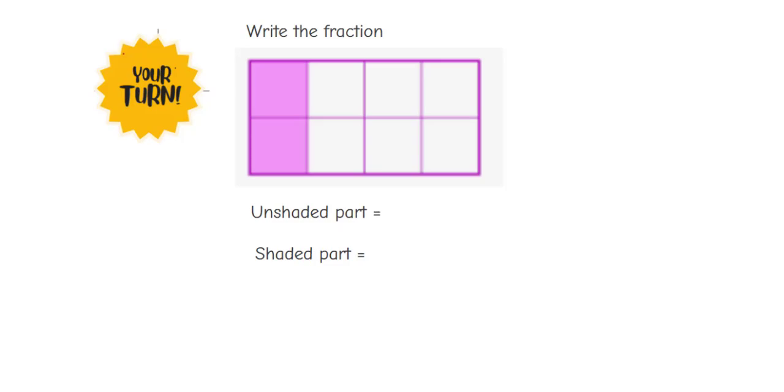I'm going to depict different models of ways that you can name fractions of the different pictures. This one is write the fraction. This is what we call a fraction model. I want you to write the fraction of the unshaded part and then the shaded part. You can pause the video, work it out, and then come back and watch me solve it.